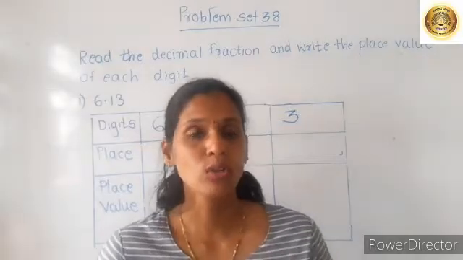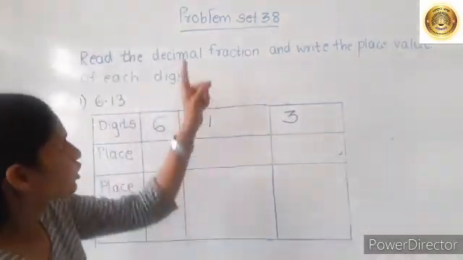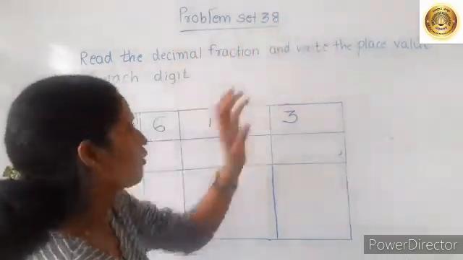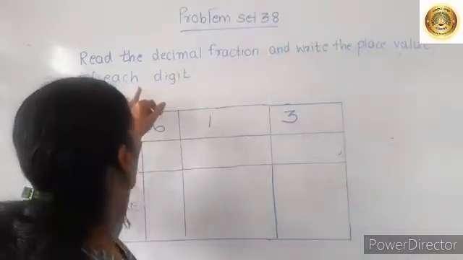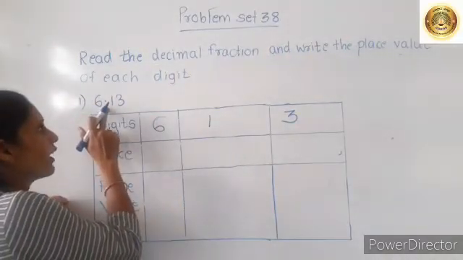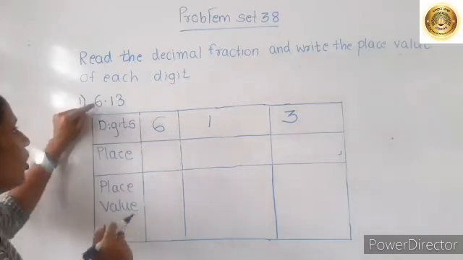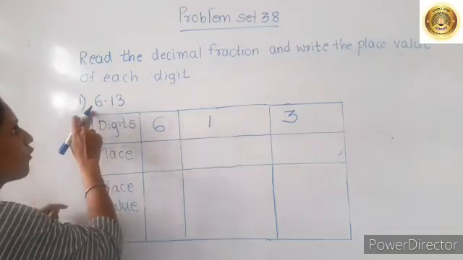Now we will see how to write a place value in a tabular form. So we will solve problem set 30. What is given? Read the decimal fraction and write the place value of each digit. Here they have given 6.13. So the digits are 6, 1, 3.